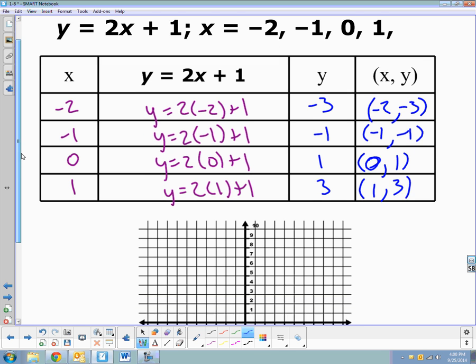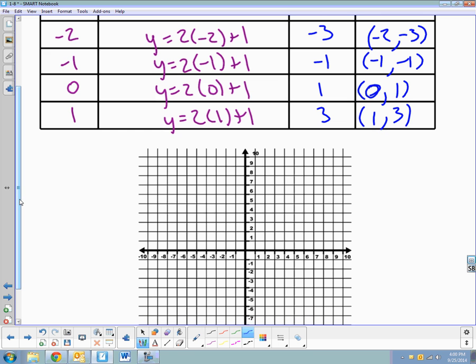So I have to change my graph for this one. Luckily, points work perfectly. And so at -2, -3, I start at the origin. I go with -2 on the x, and -3 on the y, and make my first point. -1, -1. Start at the origin, -1 on the x, -1 on the y. Start at the origin, 0 on the x, +1 on the y. Start at the origin, 1 on the x, 3 on the y. And again, it makes a nice straight line for this particular graph. And so we have our points.